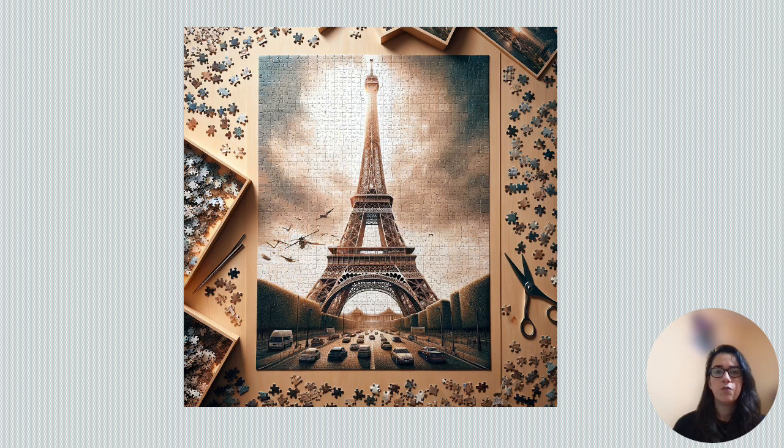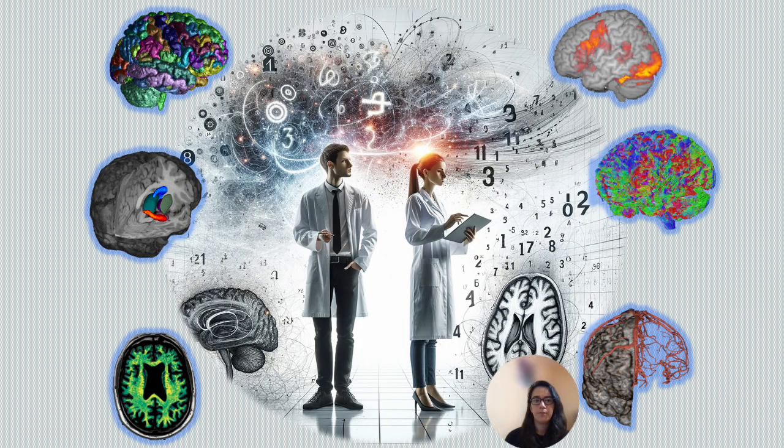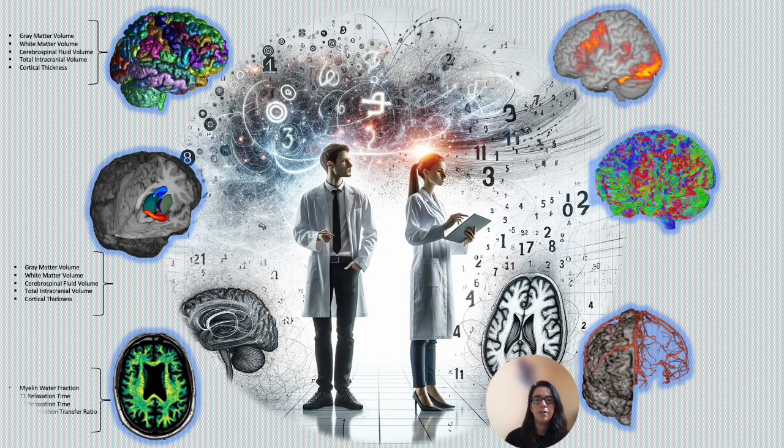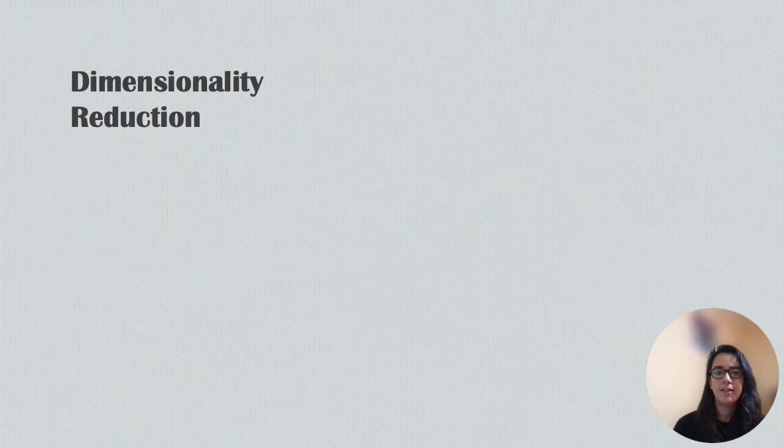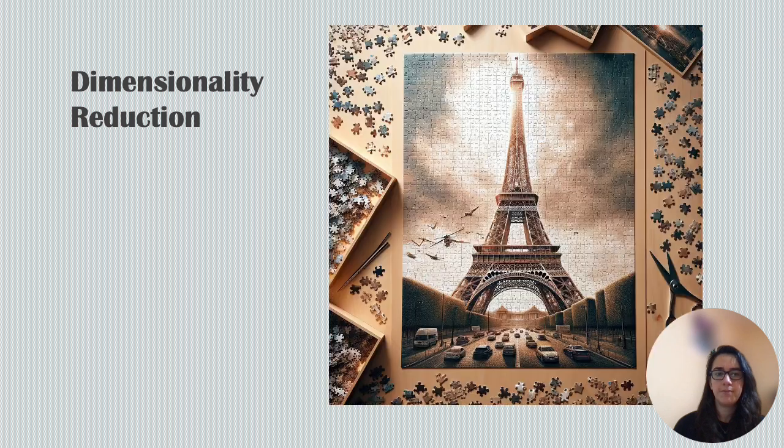Have you ever tried to solve a jigsaw puzzle with thousands of pieces? It can be very overwhelming. In modern MR studies, scientists have to work through a massive amount of data because each scan gives us a lot of biomarkers. Thankfully, there is a smart method that helps make sense of all this complex information. This technique is called dimensionality reduction.